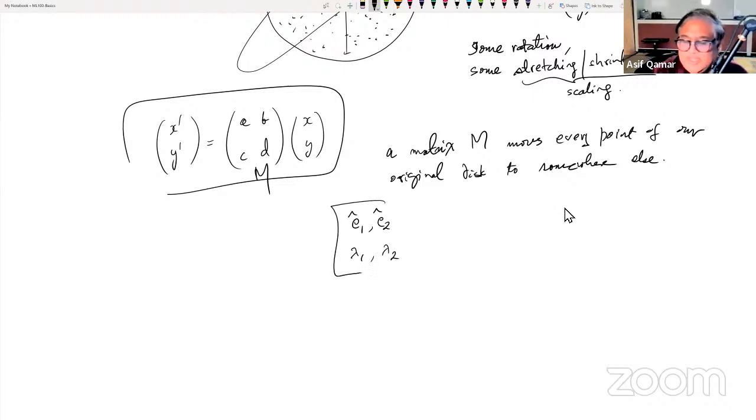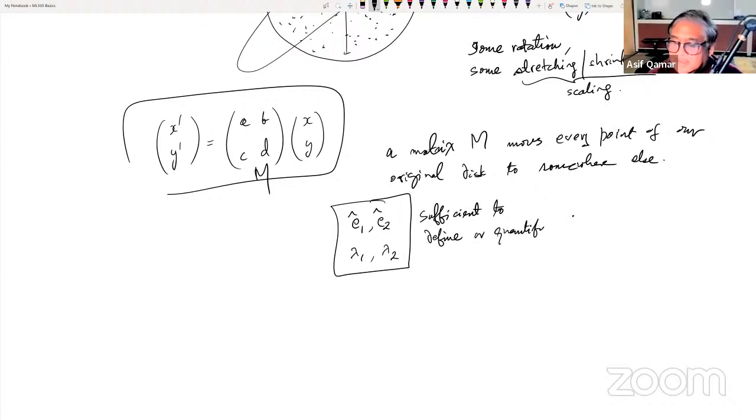So these four things are sufficient to define or quantify the ellipse that shrink wraps the data.